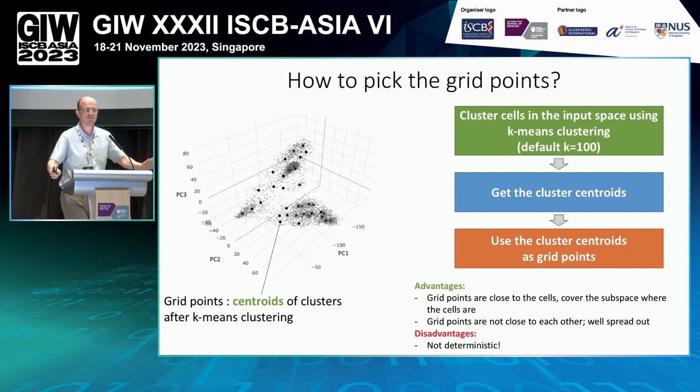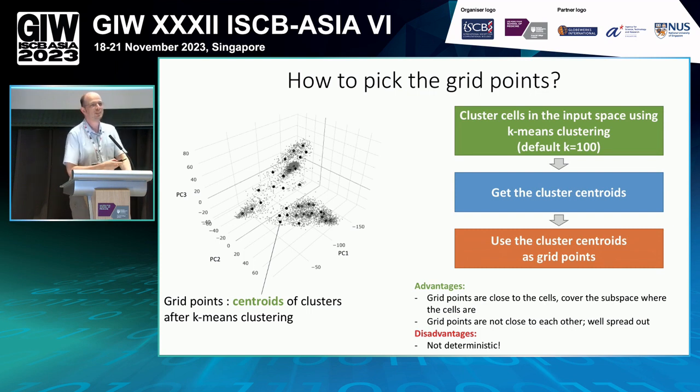I don't care about the clustering result at all. What I want to do is fill that subspace where the cells are with grid points. So it's a kind of space filling problem. I want those grid points to cover the subspace where the cells are uniformly. I want them to be not all next to each other, but uniformly spread. I tried several methods for doing that.